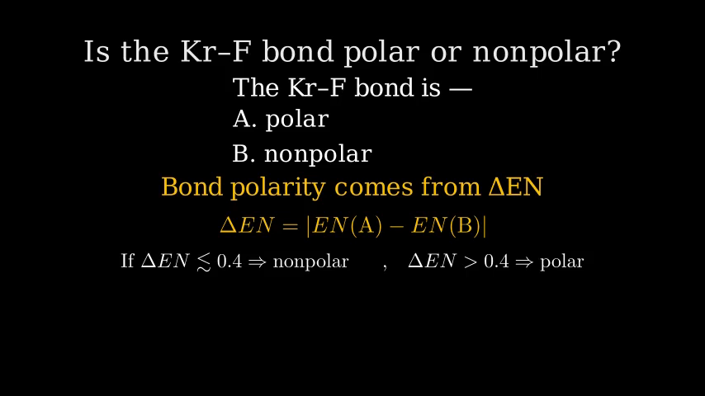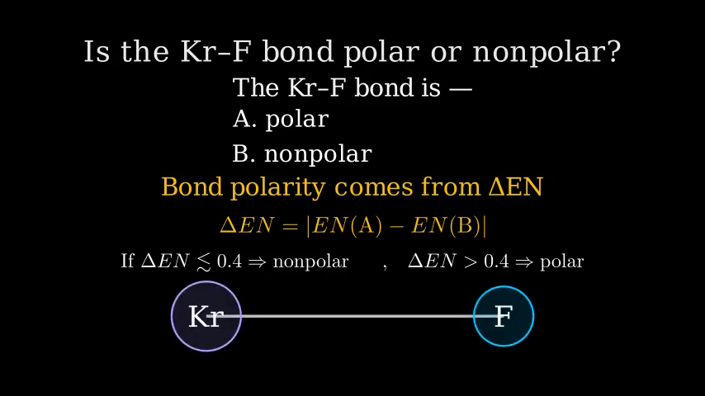As a simple rule of thumb, if delta En is around 0.4 or less, the bond is usually nonpolar. If it is larger than that, the bond is usually polar. Now let us compare krypton and fluorine directly. On the left, krypton. On the right, fluorine.